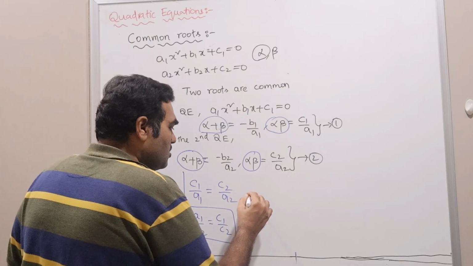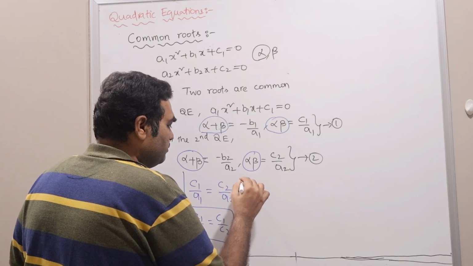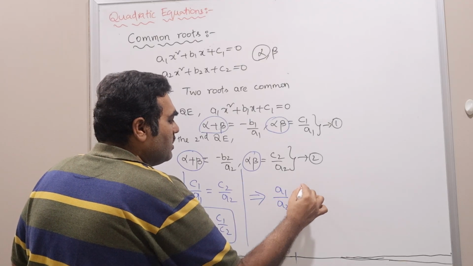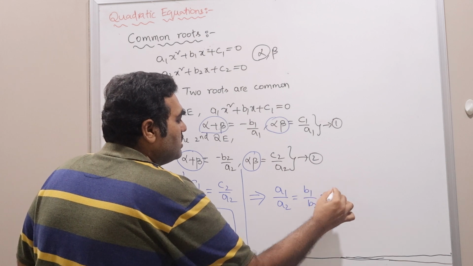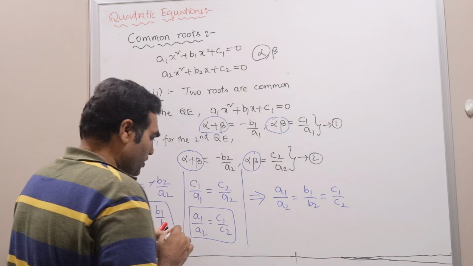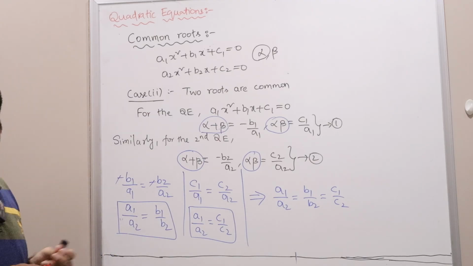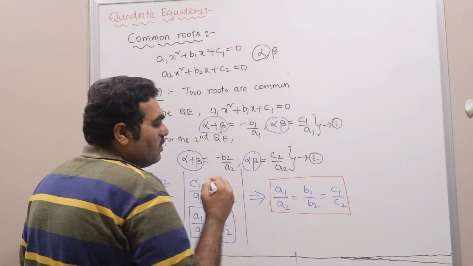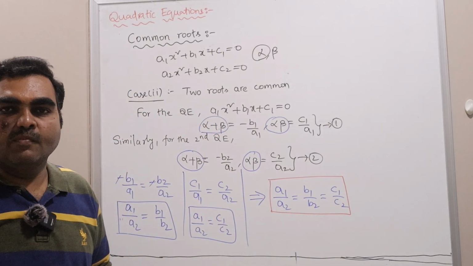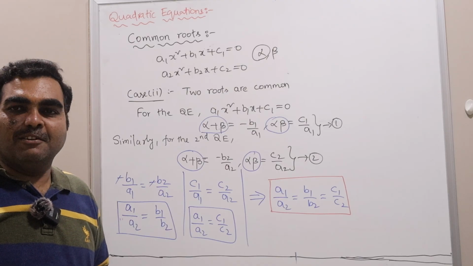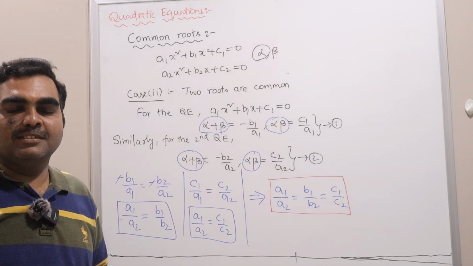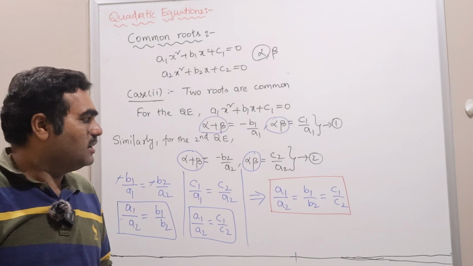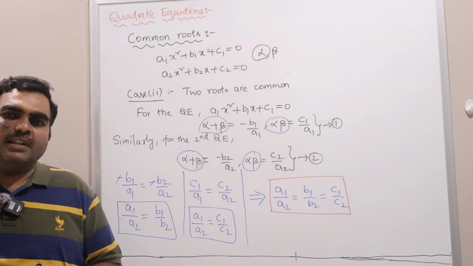So I can consolidate these two as a1 by a2 is equal to b1 by b2 is equal to c1 by c2. This is the condition if you have two common roots for two given quadratic equations. Based on this, once again, problems are expected. I hope you got it. Yeah. So with this, I'm going to conclude the lecture.